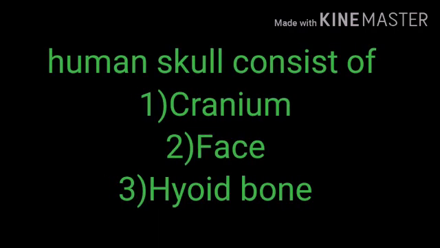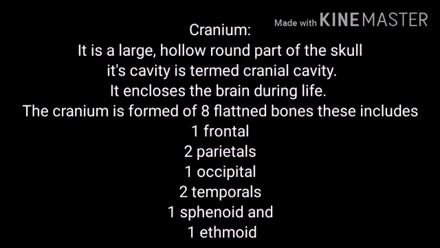The human skull consists of 1. Cranium, 2. Face and 3. Hyoid bone. Cranium. It is a large, hollow, round part of the skull. Its cavity is termed the cranial cavity. It encloses the brain during our life. The cranium is formed of 8 flattened bones. This includes 1 frontal, a pair of parietals, 1 occipital, a pair of temporals, 1 sphenoid and 1 ethmoid bone.